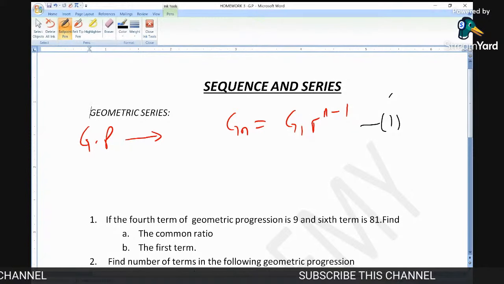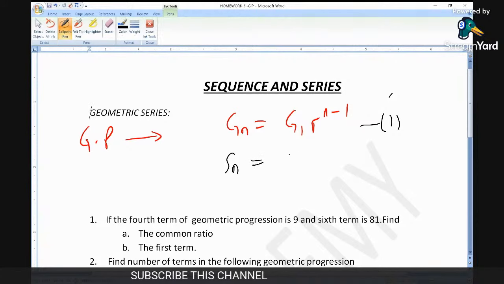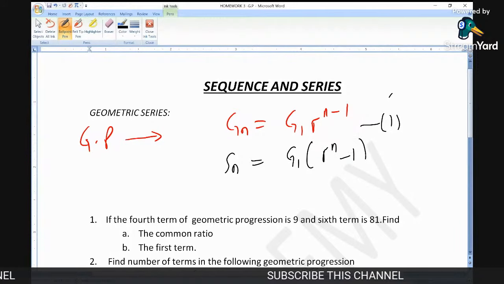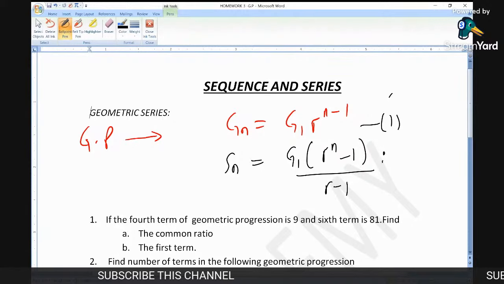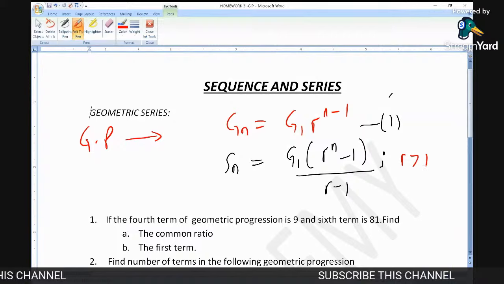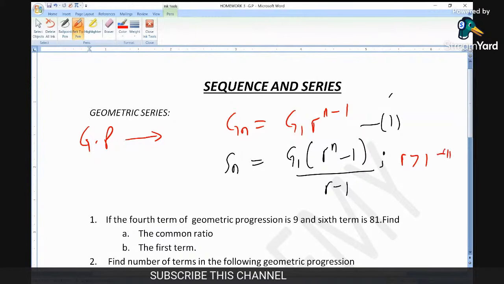The second formula is finding the sum of the first n terms. And we have two formulas. The first one is G1 in the bracket r exponent n minus 1 over r minus 1. And actually, this formula is suggested when r is greater than 1. So this is the second formula.